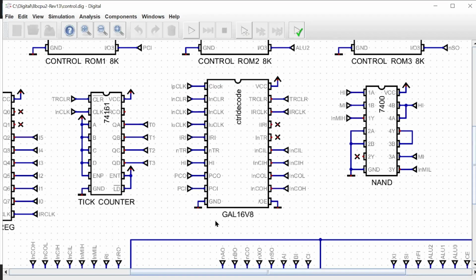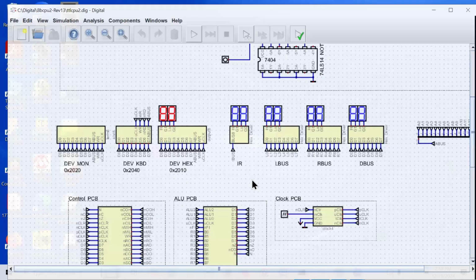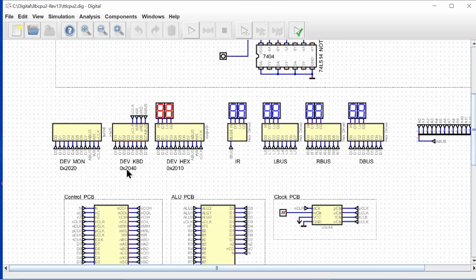And again, that's our GAL chip, and we can take a look at that in our digital simulation. So we have that all built, and we can run this to verify this, and that is running. And we can see that our regression test program is running.